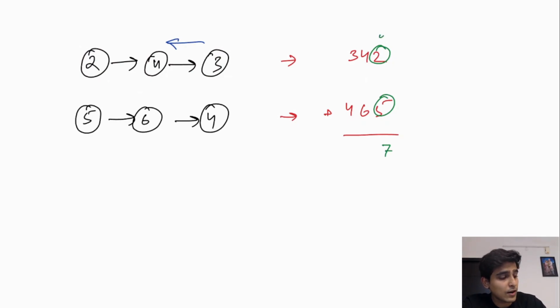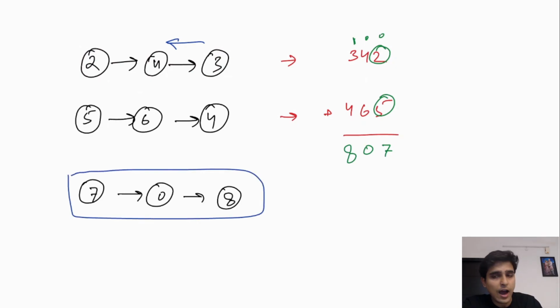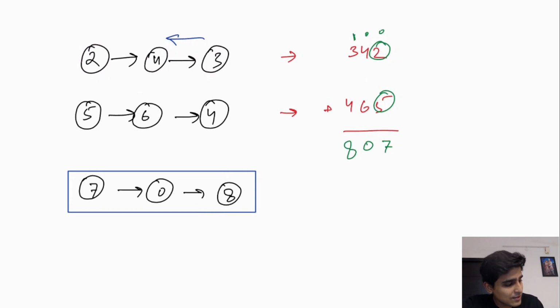So what is the final answer you need to return? It is actually 7, 0, 8. So this should be the answer which you need to return. Okay, so this is the question actually. Now how do we solve it? First of all, how do we start adding the numbers? We start adding from the ones place, then the tens place, and so on.